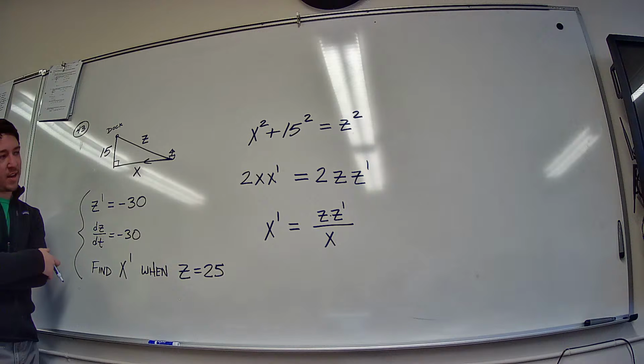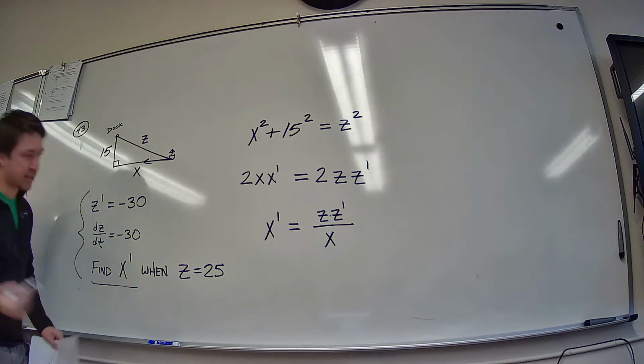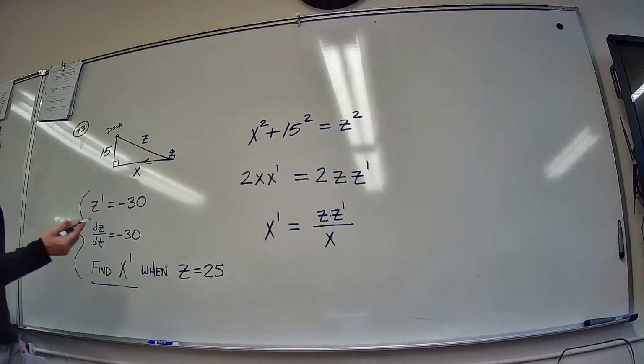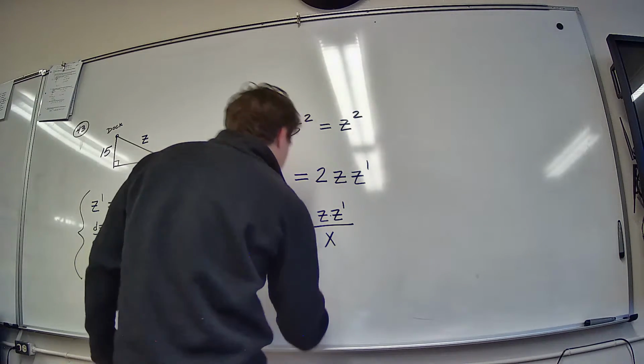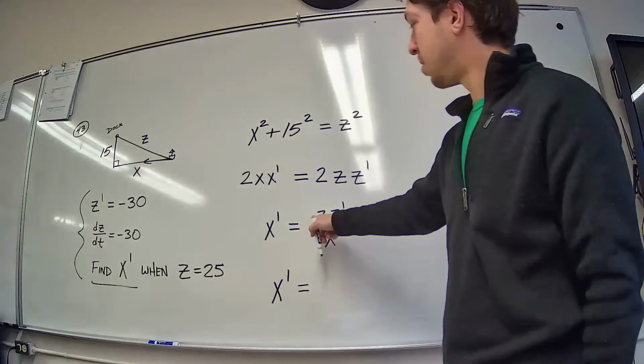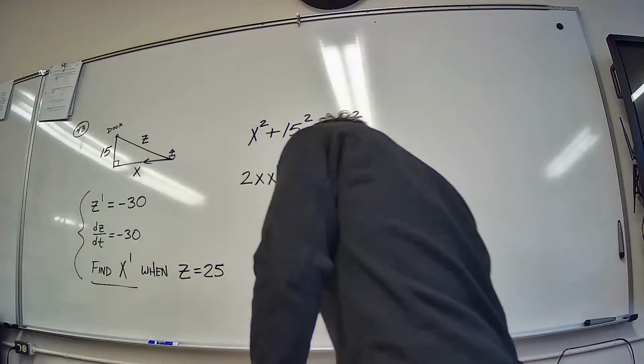Does everyone see why we are rearranging it that way? So the 2 is wide out. I'm trying to find x prime, so now let's plug in everything we know, and hopefully we have enough information. The z value. I'm not sure I know that one yet, so let's leave that blank for now.